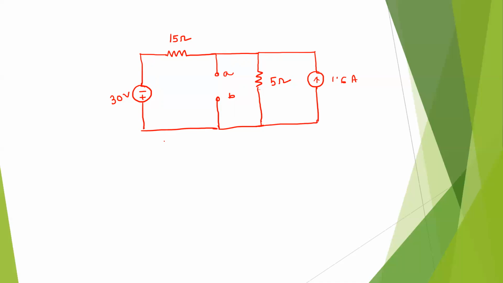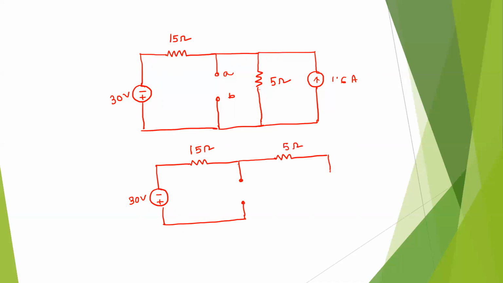Now again we can use source transformation method. So it will become 30 volt, 15 ohm, and again this one, it will become 5 ohm in series with 8 volt. 1.6 into 5, so it will become 8 volt. This is the AB terminal.